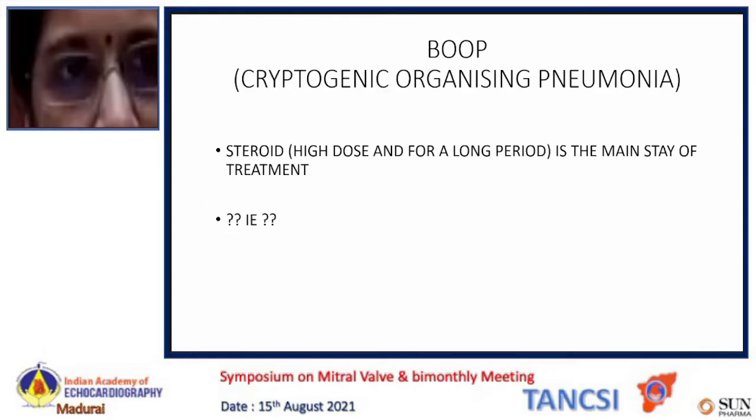BOOP is now called cryptogenic organizing pneumonia, and steroids at high dose and for a long period of time is the mainstay of treatment for such a disease like BOOP. So in the background of infective endocarditis, we were stuck on how to proceed with the steroids, with the echo features suggestive of infective endocarditis with aortic root abscess. So we went ahead with the whole body PET CT scan.